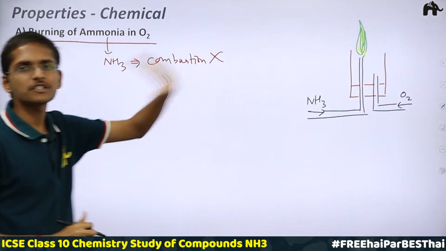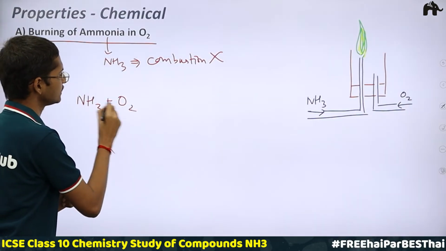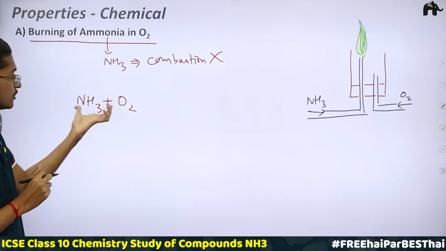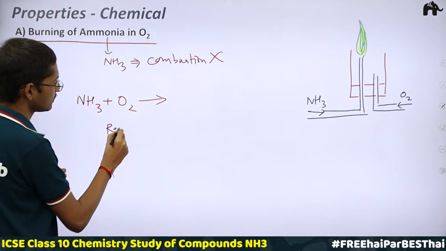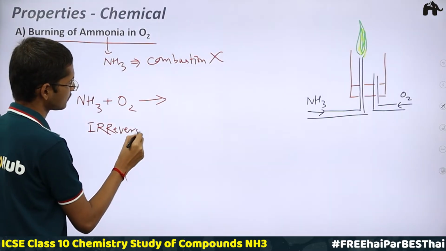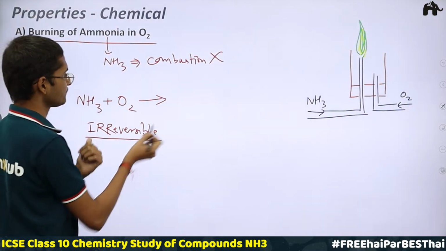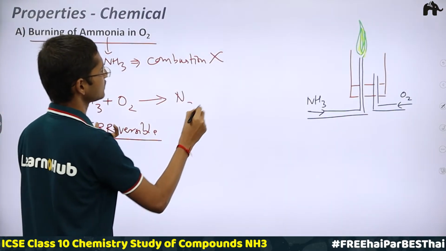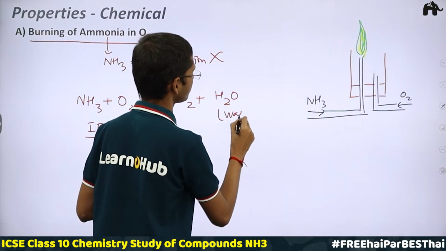So what is the reaction which is taking place here? Ammonia is burning in oxygen, and the reaction is irreversible. First of all, what would it give us? Nitrogen gas and water vapor.